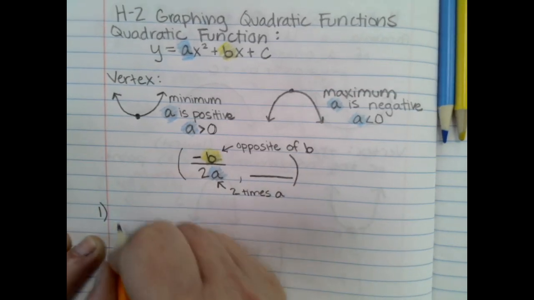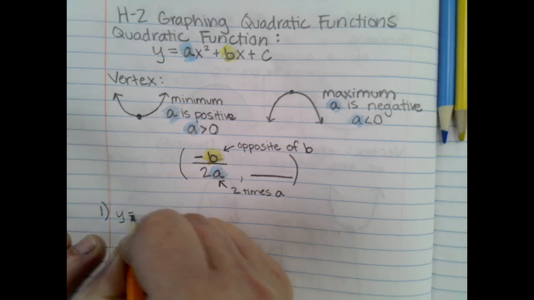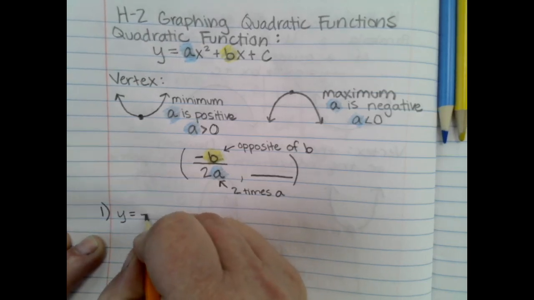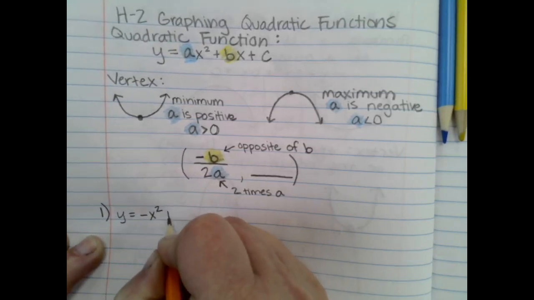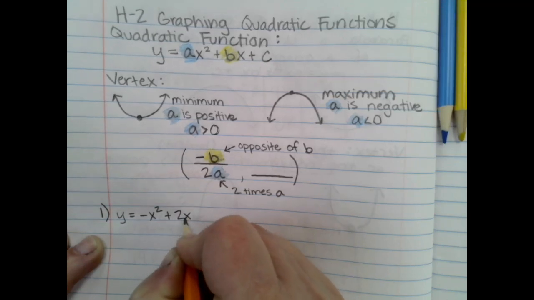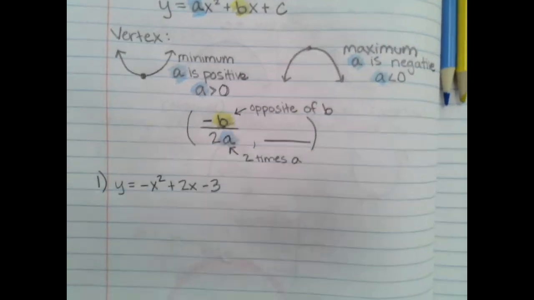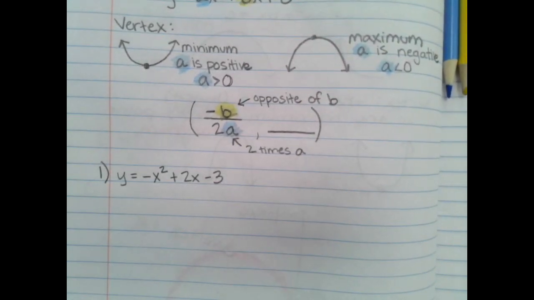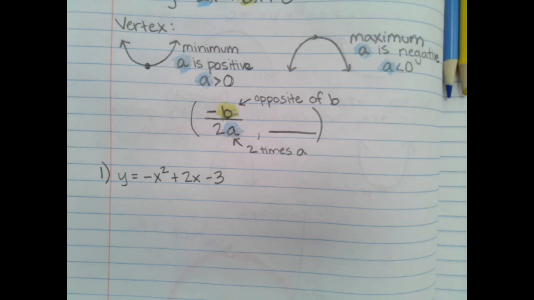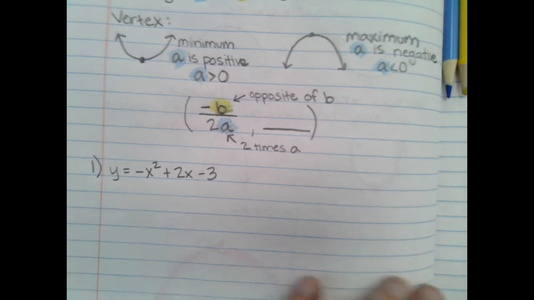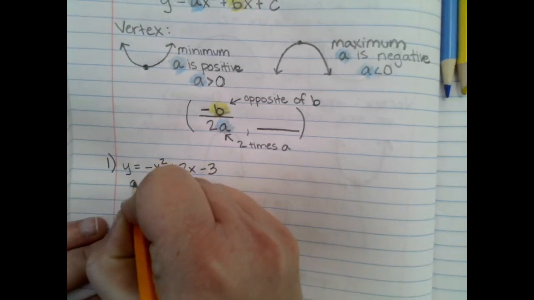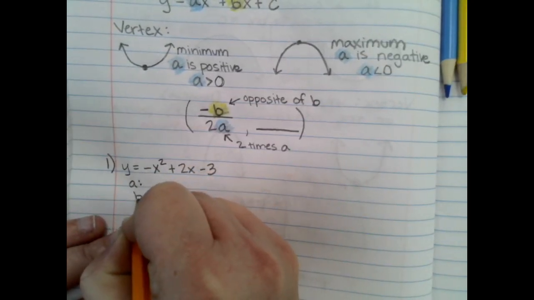We have y equals negative x squared plus 2x minus 3. Y equals negative x squared plus 2x minus 3. So our first step we're going to do here is identify that A, B, C. What is the A, the B, and the C?